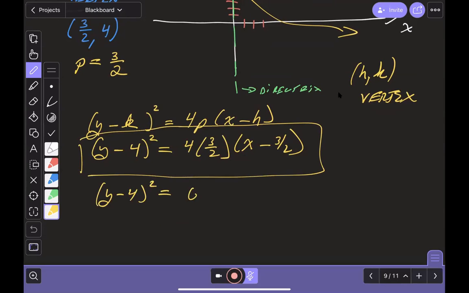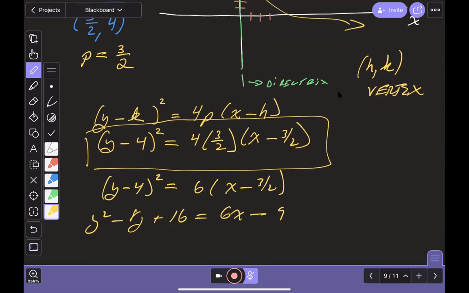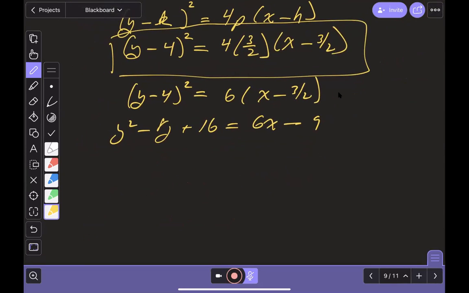Let's see, you get 6x minus 3/2. Let's see, y squared minus 8y plus 16. 6x minus, let's see, 3, 9. Wow, it's going to be a lot of work. So I guess I could write down, this is another good looking answer. No fractions in it. And you could rearrange that.